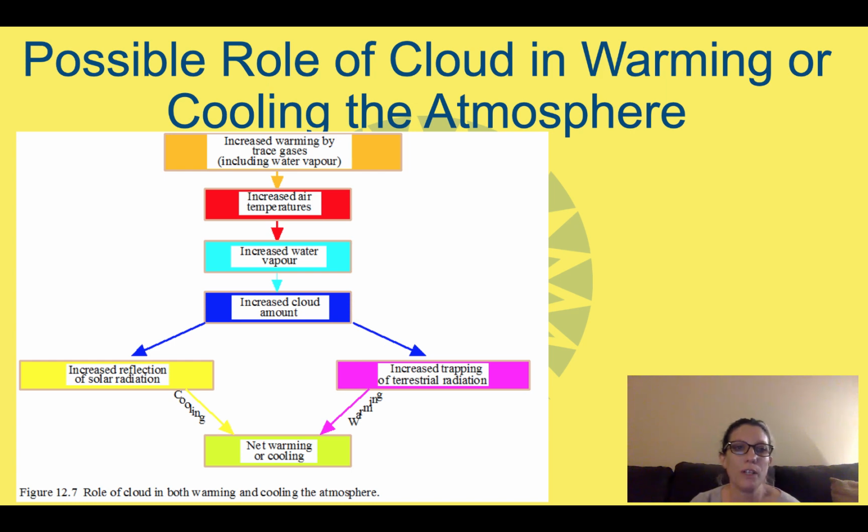So the increased reflection of solar radiation would have a cooling effect, okay, and the trapping of terrestrial radiation would have a warming effect. Okay, so we're going to have a net warming or cooling, depending on which one actually is stronger during the day or during the night, or what else is actually going on.